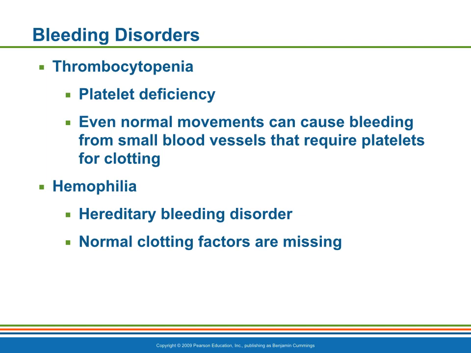Thrombocytopenia results from an insufficient number of circulating platelets, where even normal movements can cause spontaneous bleeding from small blood vessels. The term hemophilia applies to several different hereditary bleeding disorders that result from a lack of any of the factors needed for clotting.